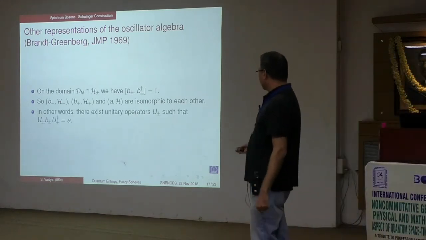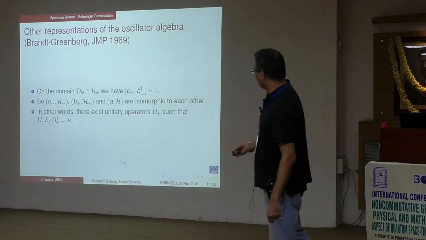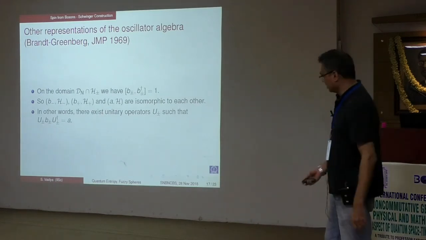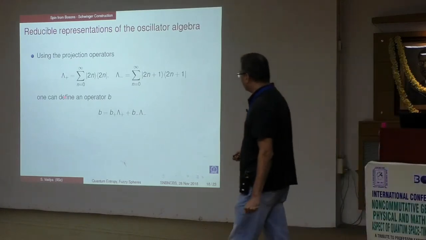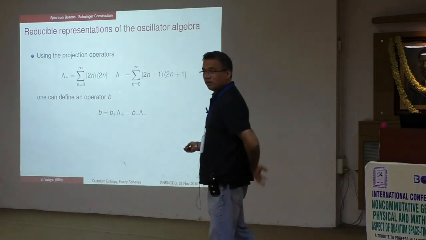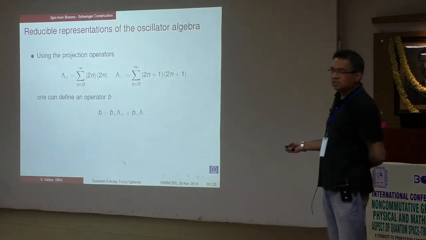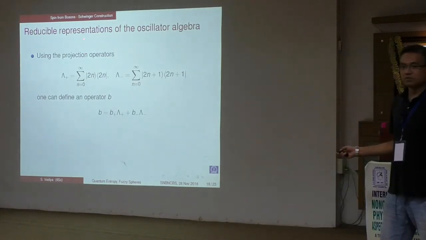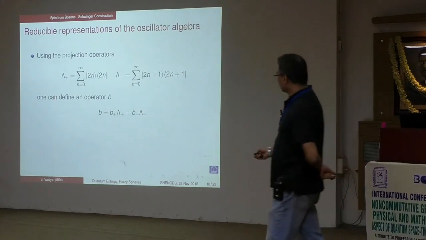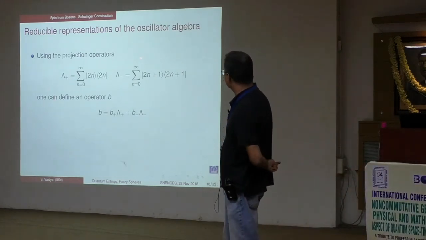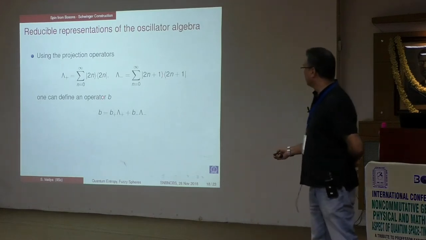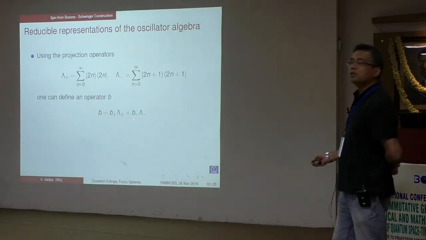So there exist these unitary operators U plus minus, which will map the B's to the A's. But what we can do further, what Brandt and Greenberg went on to do, is use that to construct reducible representations of the oscillator algebra. So you take the projection operator, the projector to H plus, the projector to H minus, and define an operator B by using these projectors.